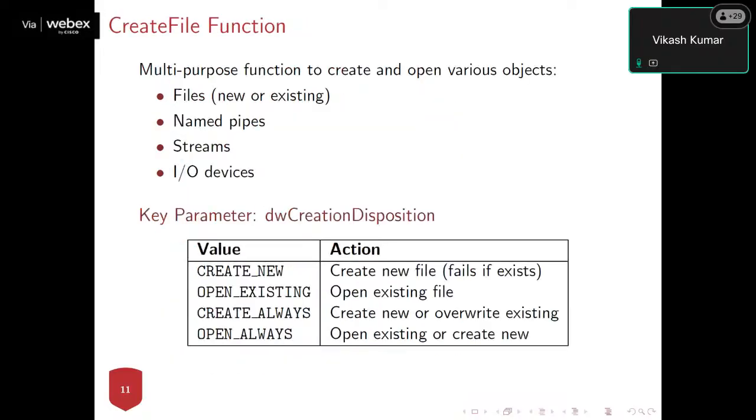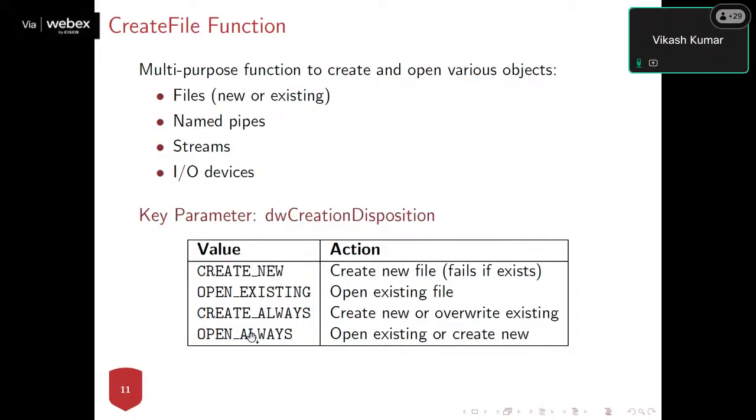Now, if we talk about the CreateFile function, there are different parameters of this operation. It works by creating a new file, and it works with named pipes. Like sockets, which are a kind of pipe, they can act like that. Also streams and IO devices. The key parameter of this function is the creation disposition, which means how you want to create the file that will be created.